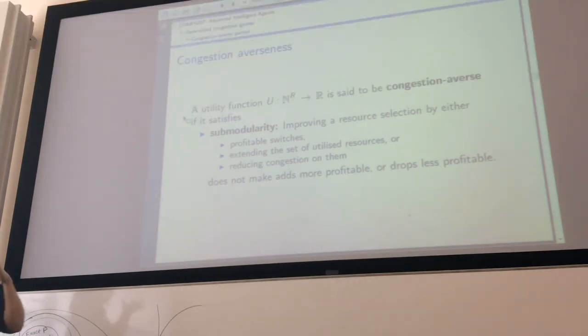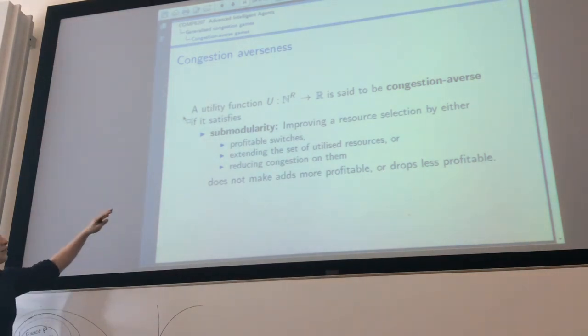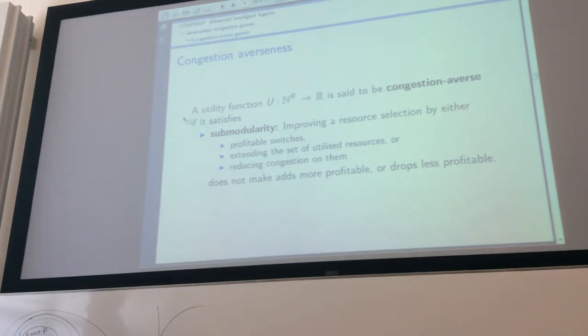The set of resources is big enough, so if comparing two sets where one is contained in the other, the larger one is better. I have more resources to use. Okay. And if I compare two strategies where I use the same set of resources, but one is less congestion, another one is more congestion, of course less congestion is greater.